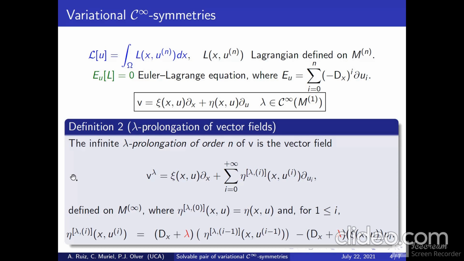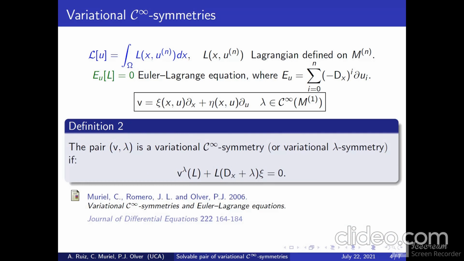So this lambda prolongation of vector fields motivates the following definition. We say that a pair (v, lambda) is a variational C-infinity symmetry, also called a variational lambda symmetry, if this infinitesimal condition is satisfied. Here, if we set lambda equals 0, then we recover again the condition of a standard variational symmetry.